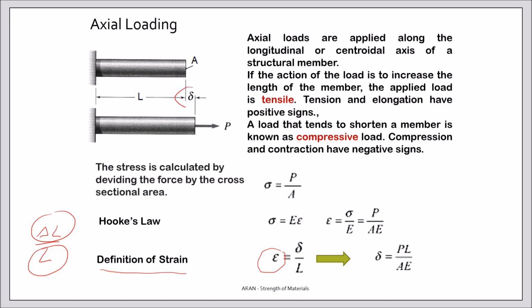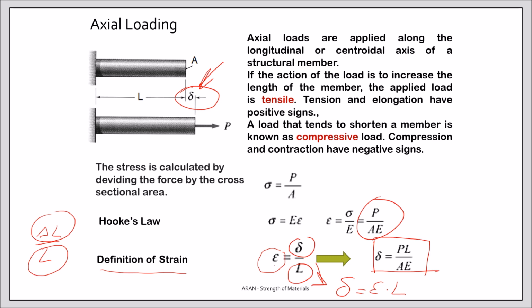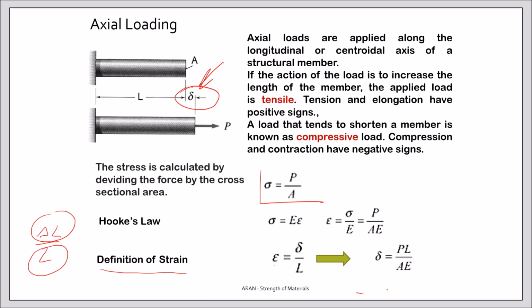So here we have an elongation delta. Delta divided by L is epsilon. If you take delta out of this equation, you can write delta equals epsilon times L, and epsilon is given here, and at the end you have this relationship. So in axial loading, the formulas we can use are for stress, for the strain, and for the elongation, these simple formulas.